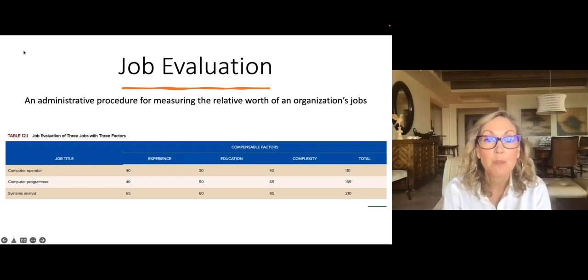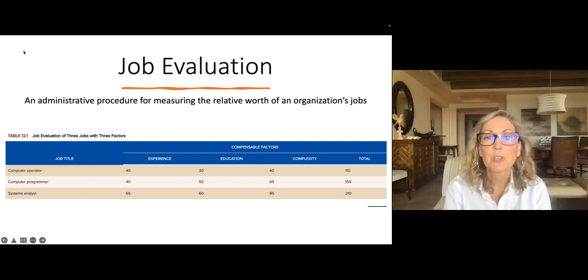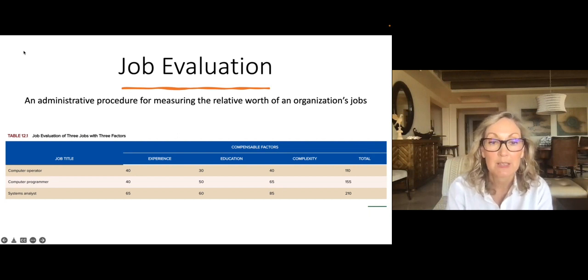Some jobs are a lot more complex than others. And this is one simple example. Different job evaluations use different compensable factors, and sometimes they have many more than just these three. You could have things like problem solving in your job and various things. But for this example, let's just imagine that these are our three important compensable factors: experience, education, and complexity. And then we're going to compare our jobs.